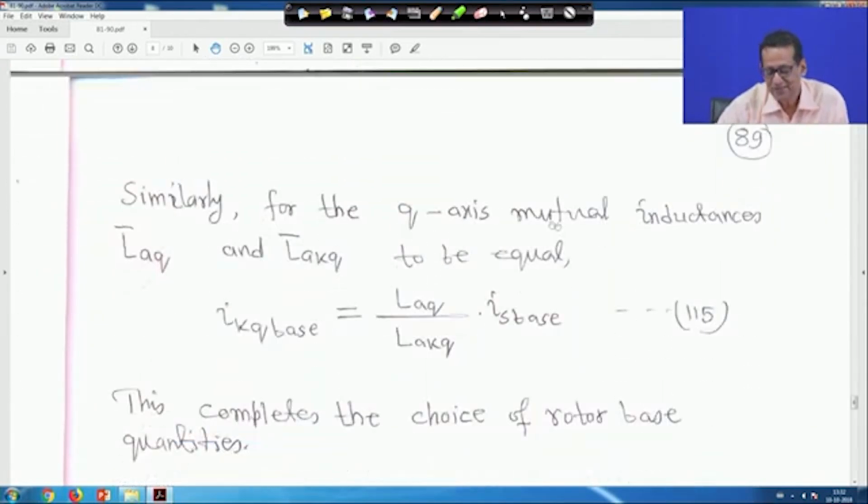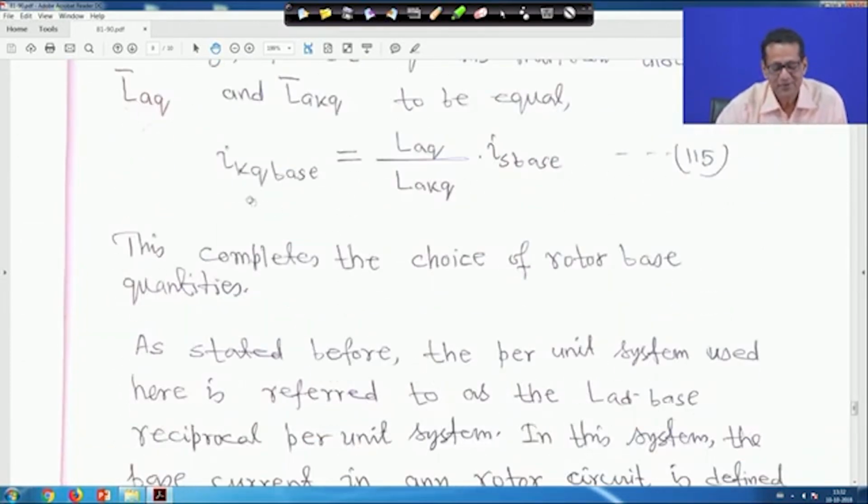Similarly, for the Q axis, mutual inductances LAQ bar and LAKQ bar are to be equal. So in that case, we can write, same as before, IKQ base is equal to LAQ by LAKQ into IS base. This is equation 115. This completes the choice of the rotor base quantities.